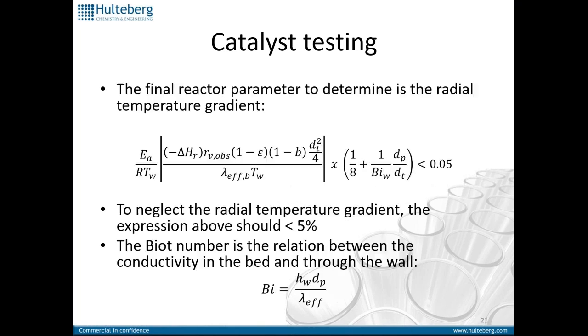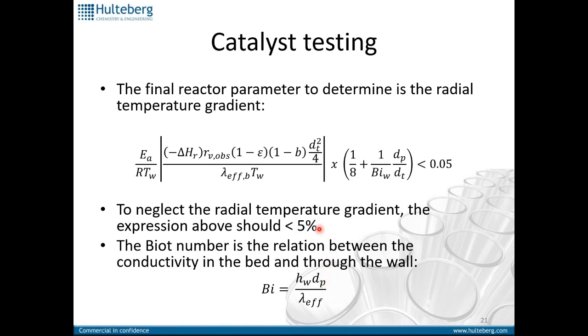Final thing in the reactor is to determine if we have a temperature gradient in the radial direction. So here we want to be able to neglect the temperature differences inside the reactor going from the center of the tube to the wall of the tube. And we are again working with these dimensionless numbers. In this case, it's the Biot number. The Biot number is the relationship between the conductivity of the bed. So this is basically how well heat is transported through the bed. And lambda is how well we can conduct or transfer that heat through the wall and out. And this determines how well heat is transported through the system.